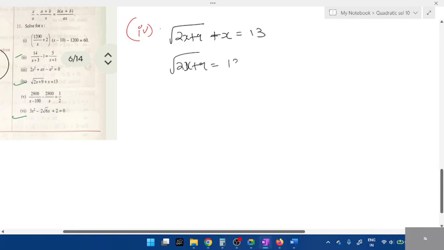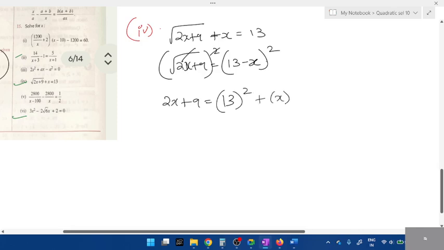Take plus 3 to the other side, put minus 3. Now, root. Whenever root is given, square on both the sides. The reason is you can cancel the root here. Square on both the sides. So 2x plus 9 is left. And here, use (a minus b) the whole square: a square plus b square minus 2 into x into 13. So you get 2x plus 9 is equal to 169 plus x square minus 26x.